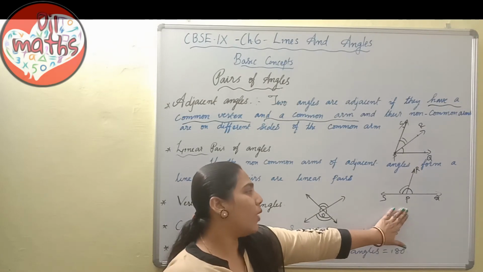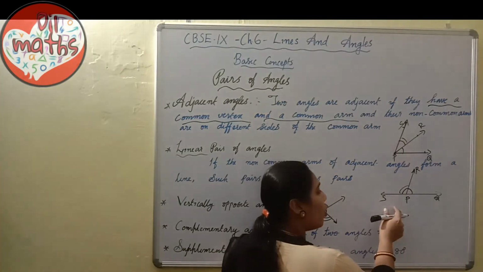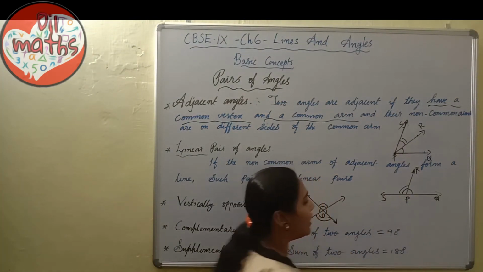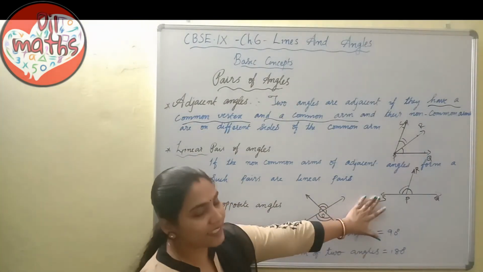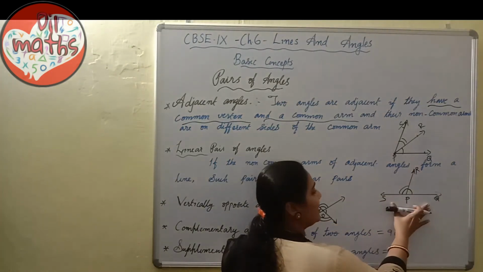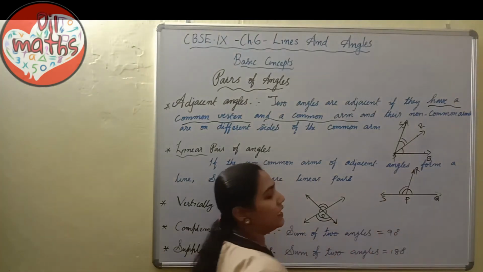Then why is it called a linear pair of angles? SP and PQ are the non-common arms of these adjacent angles. Those two non-common arms form a line here, isn't it? This SQ is a line now. That's why it is called a linear pair of angles.